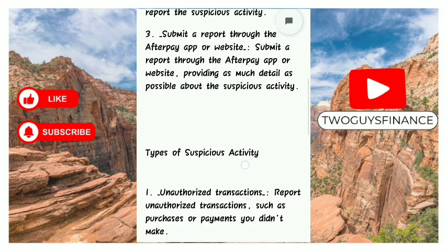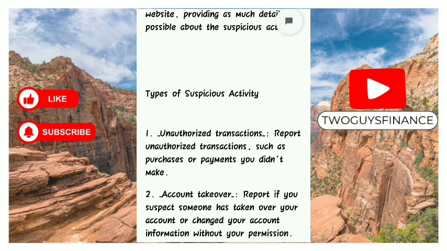suspicious activities. Now, for types of suspicious activities, there is unauthorized transactions, where you can report unauthorized transactions such as purchases or payments that you didn't make.